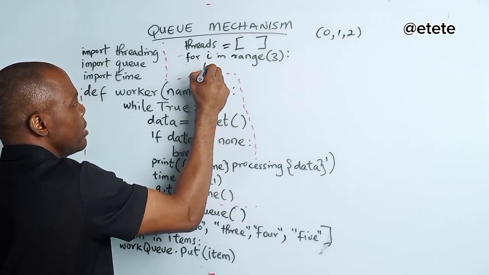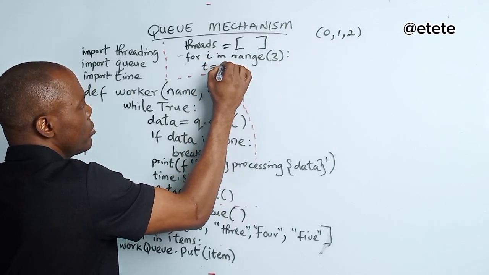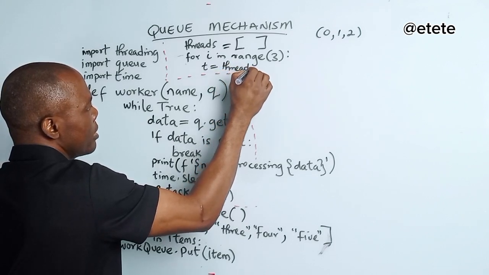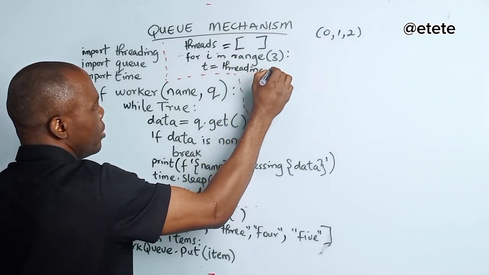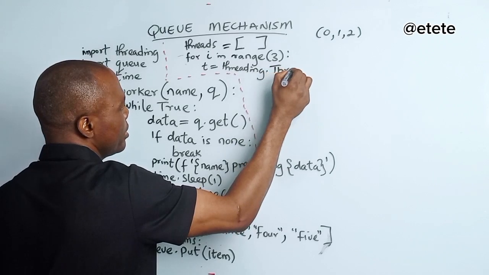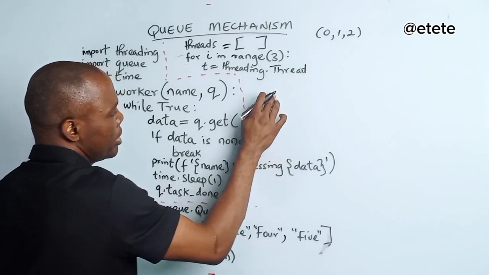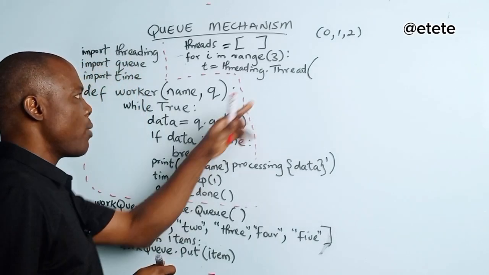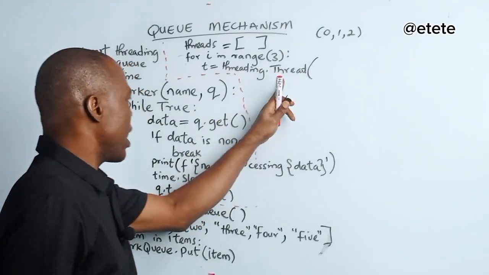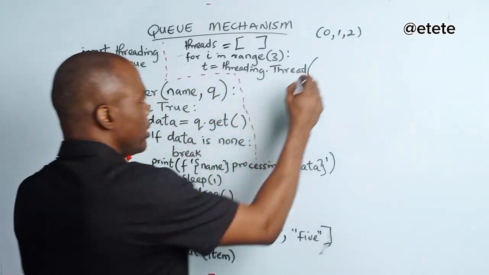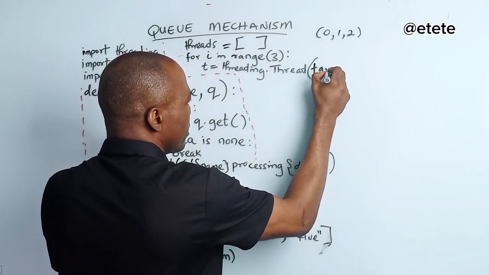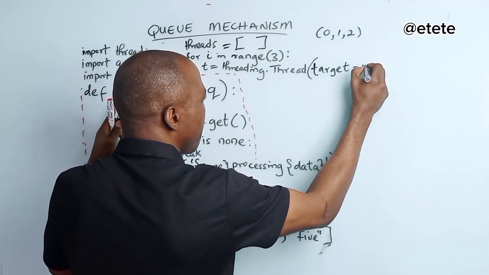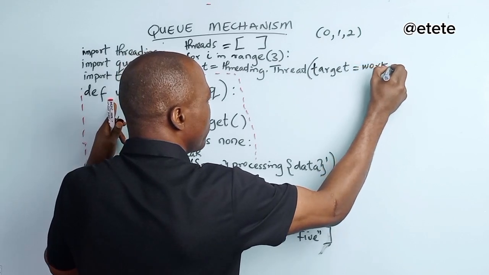I'll now say t equals threading.Thread. I'm calling the thread constructor to create the thread object, threading.Thread. Then what do I want the thread that I will create to do? I want it to perform this task. So the target equals what? worker, which is that function.